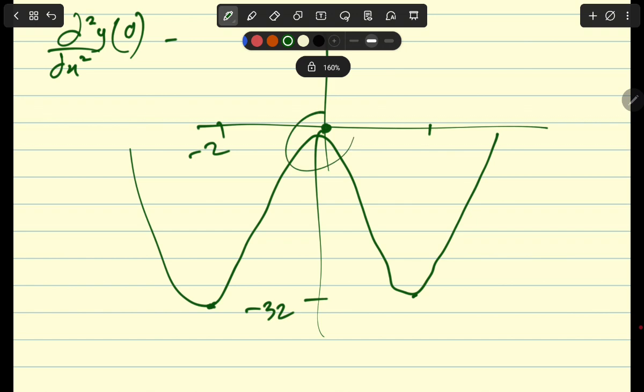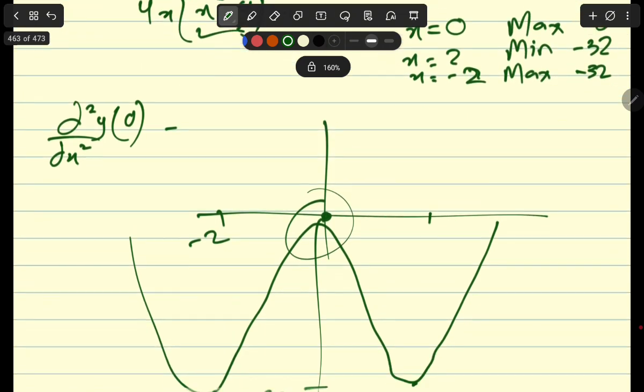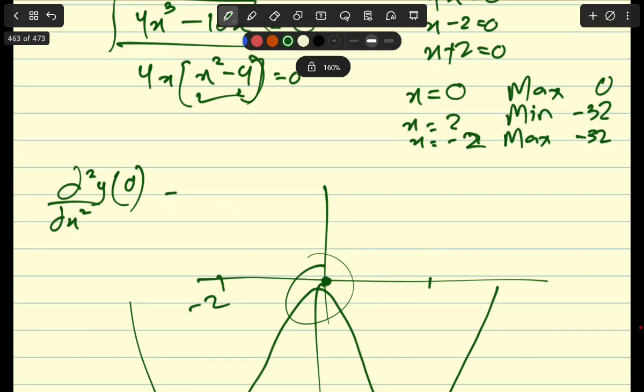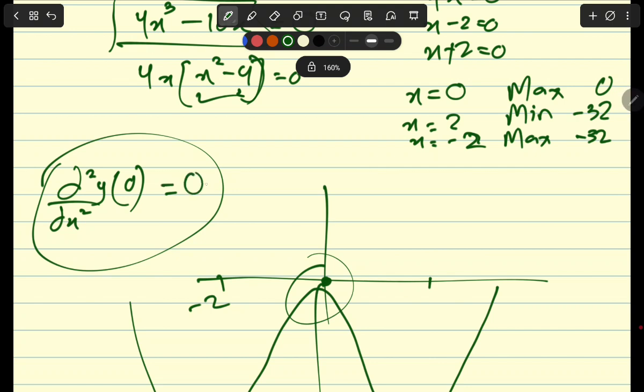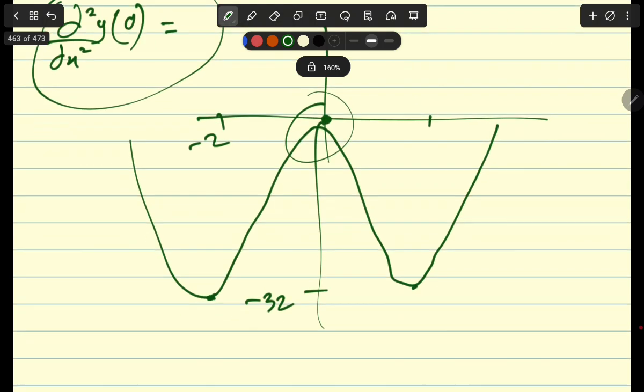Can you see that this is not a point of inflection? This is a proper turning point. So if the double derivative at a certain stationary point, a certain x value of a stationary point, just comes out to be 0, it does not really mean that this has to be a point of inflection, right? Now, I want you guys to notice something.